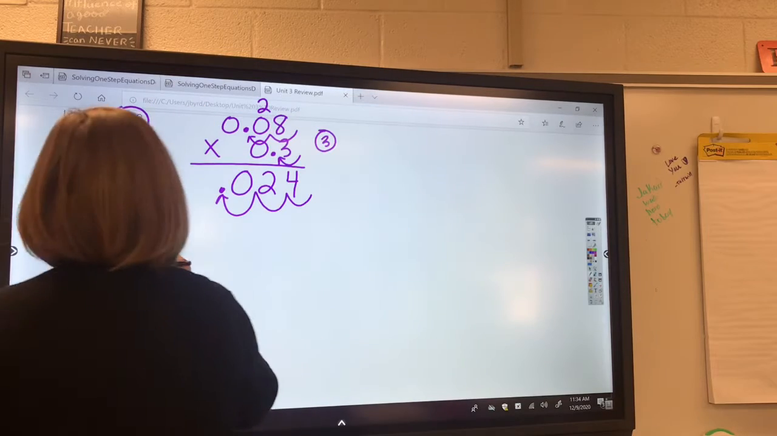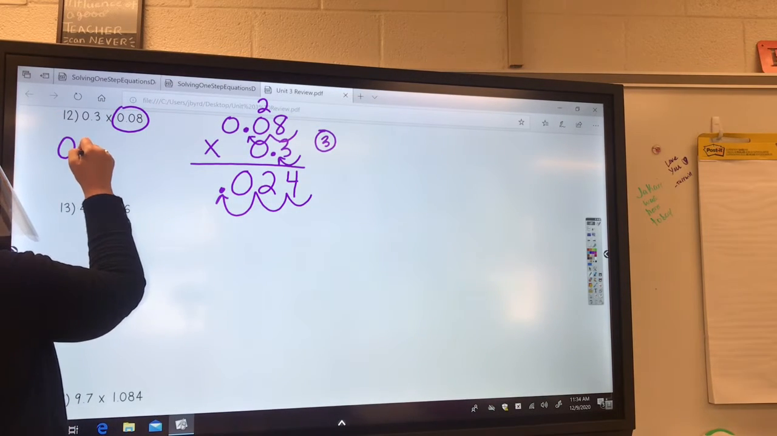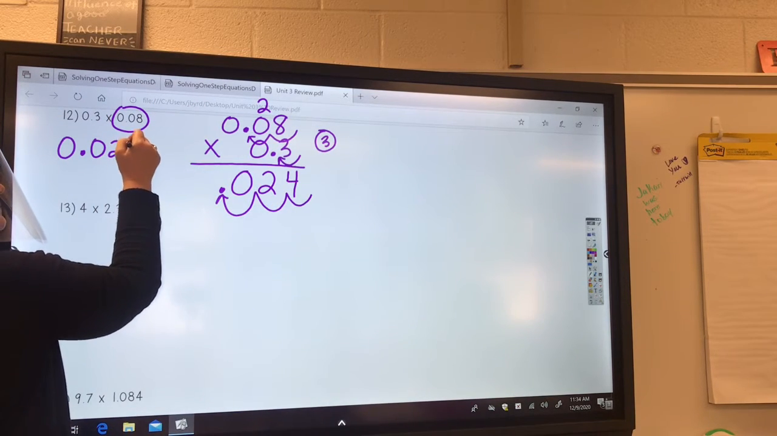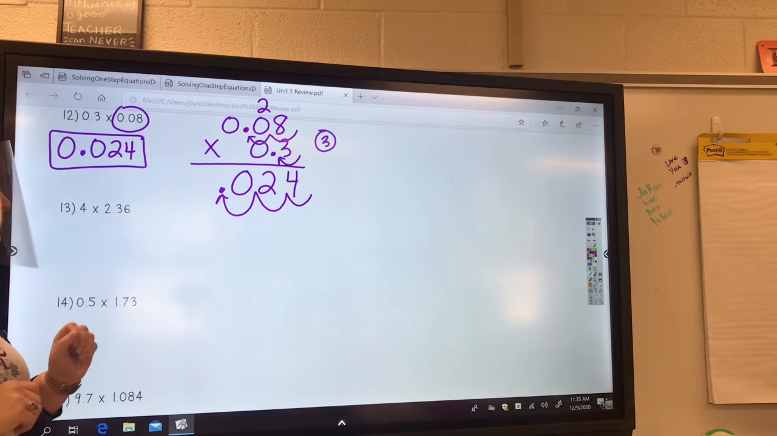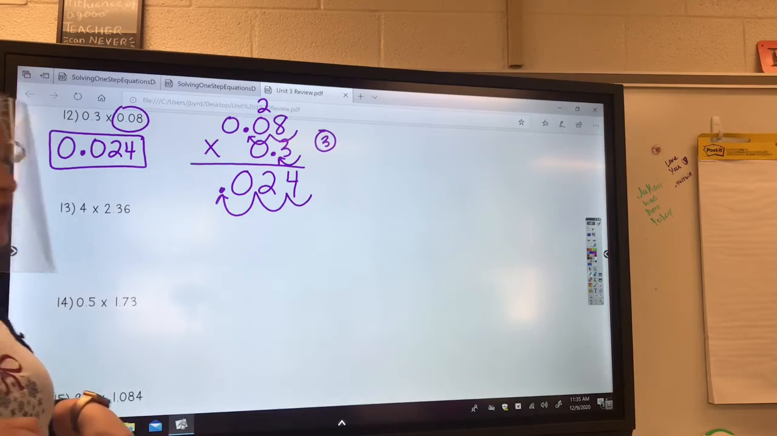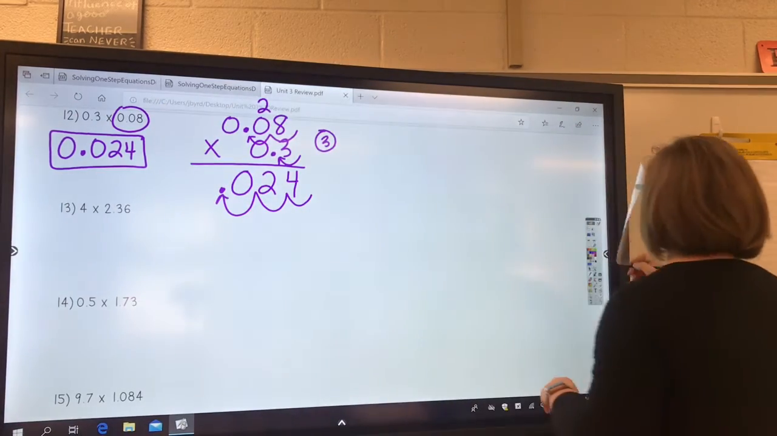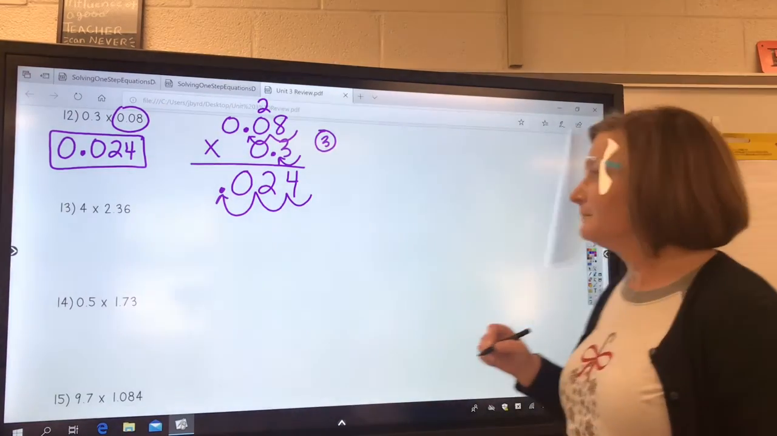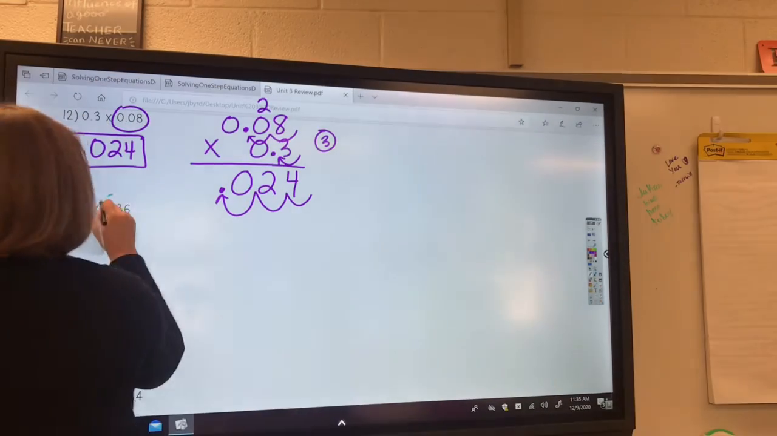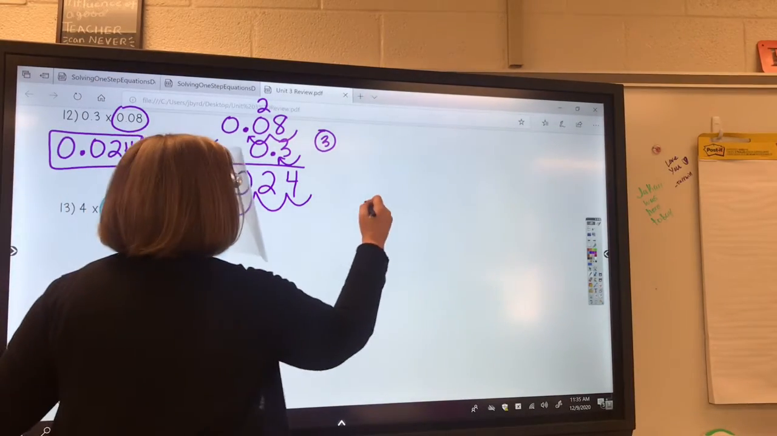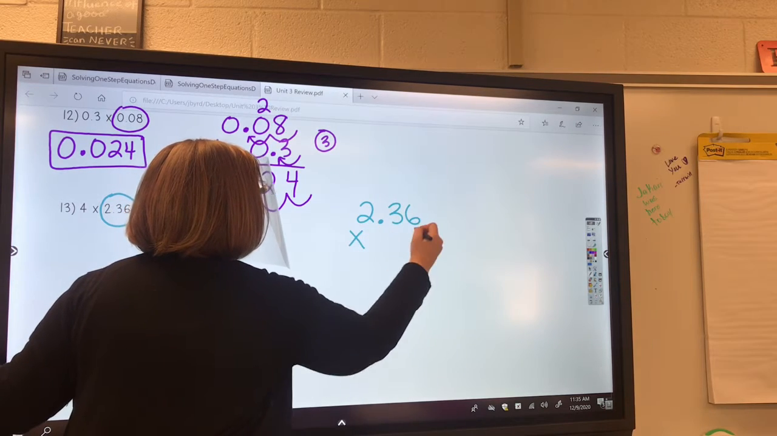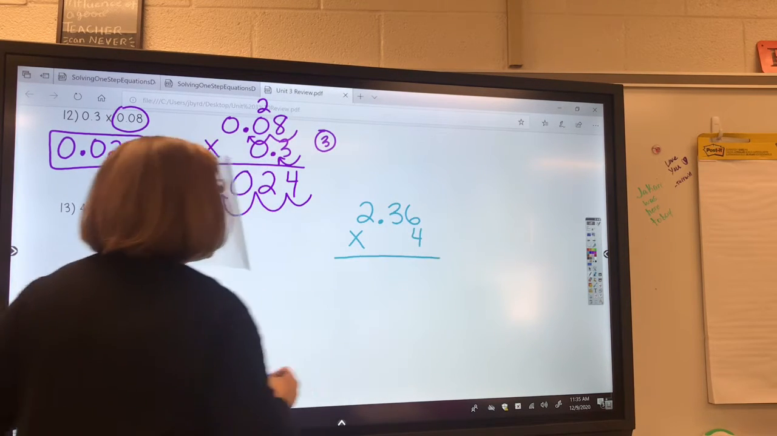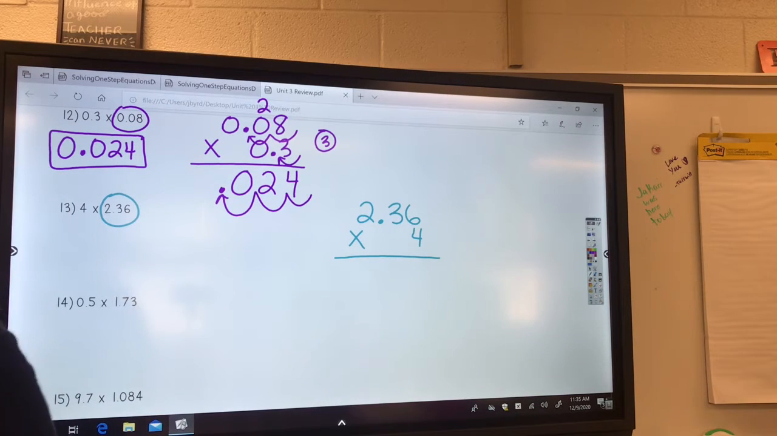So our answer is 24 thousandths. Now for number 13, what number are you going to put on the top? The longer one. So which one? 2.36. All right, I want you to work that one.